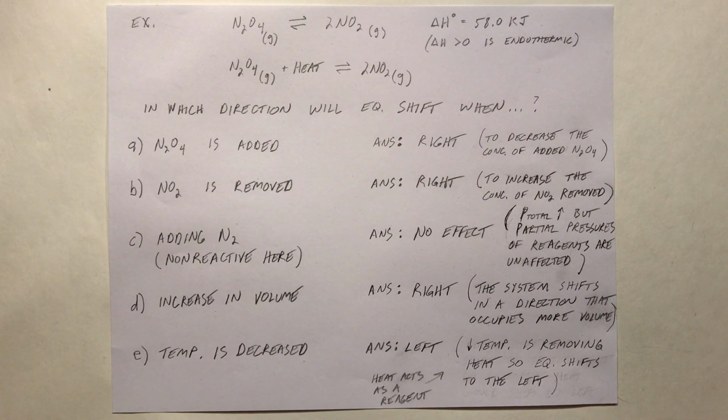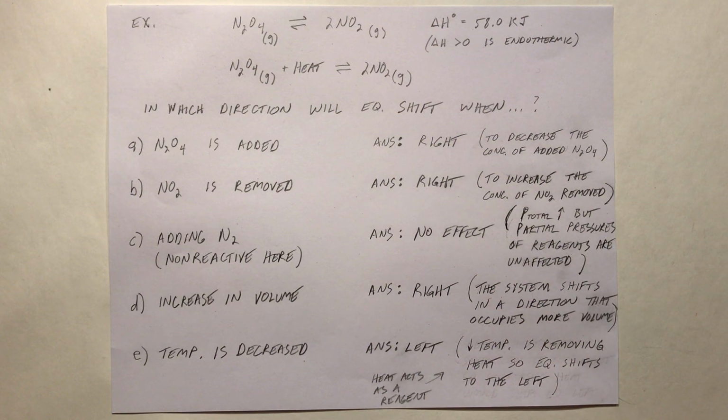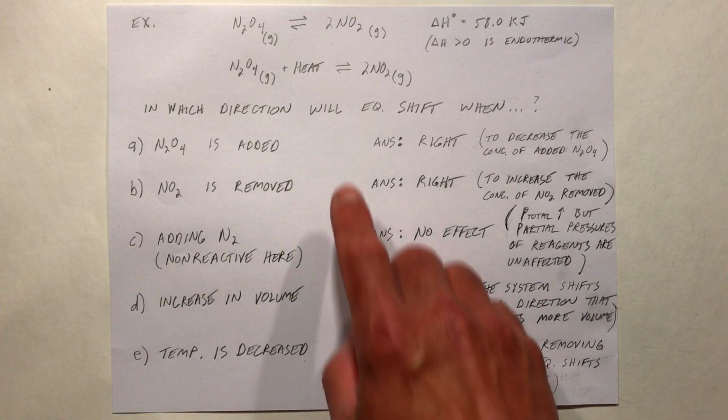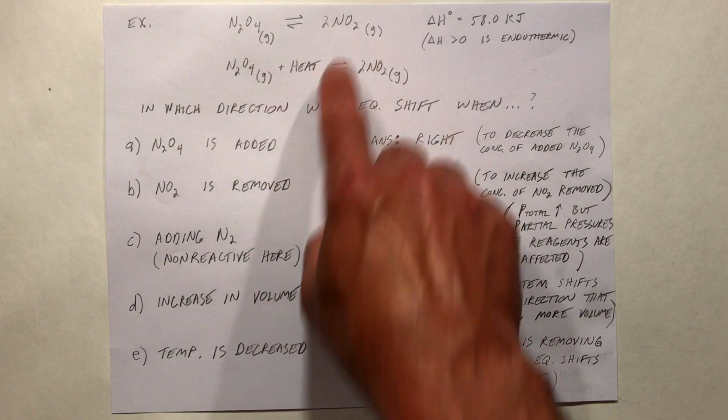I guess Kp wouldn't change in any case, but the equilibrium doesn't shift because the partial pressures aren't affected. What if we increase the volume, the overall volume of the vessel in which these gases are at equilibrium? So we increase the volume of the gases.